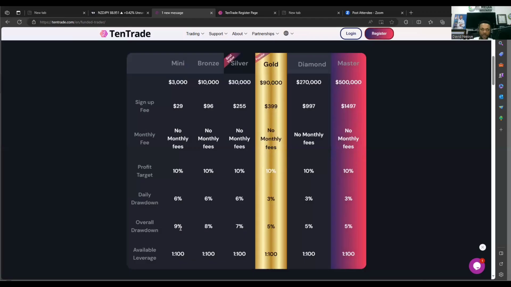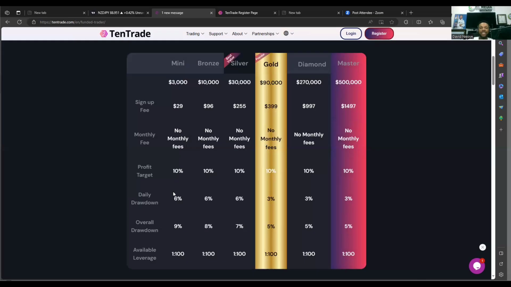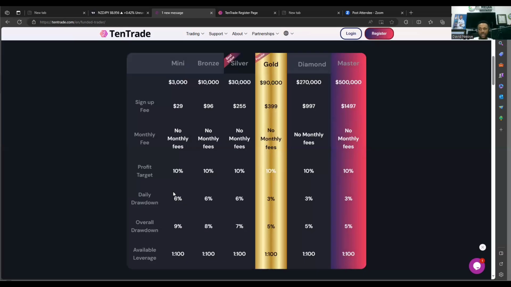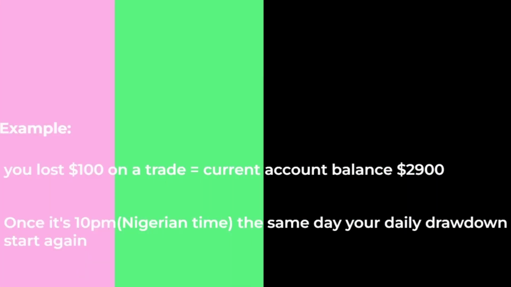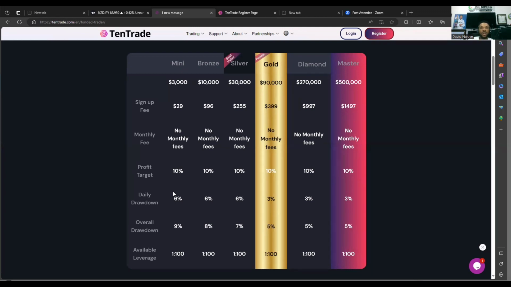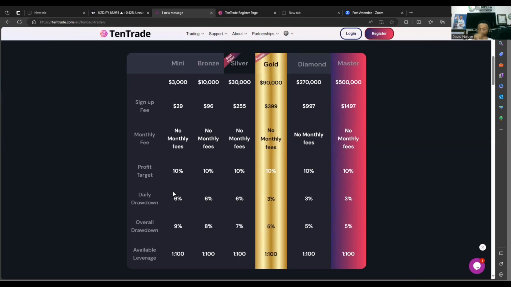Okay, let's do it like this. Now, your daily drawdown is 6%. You started trading a $3,000 account. Then you took a trade and the trade goes against you and your account drops to 2,900. You know that you've lost $100 already, isn't it? $100. Now, once it is 10 p.m. that day, your daily drawdown will start again. So it does not mean that you are now left with $80. No, you are left with $170 out of the overall drawdown. The overall drawdown is 270.